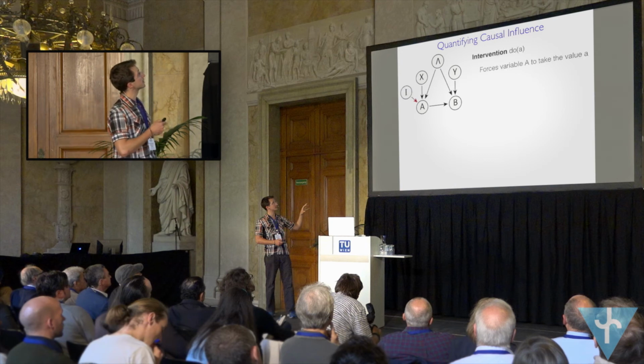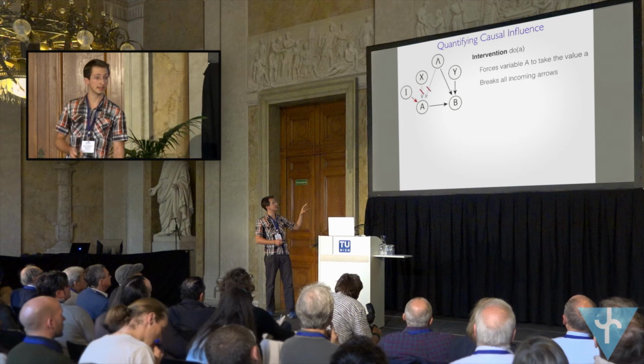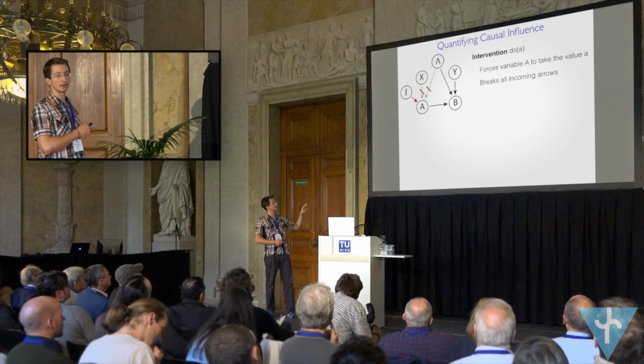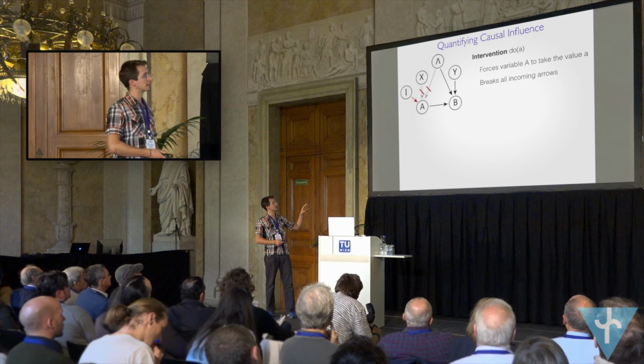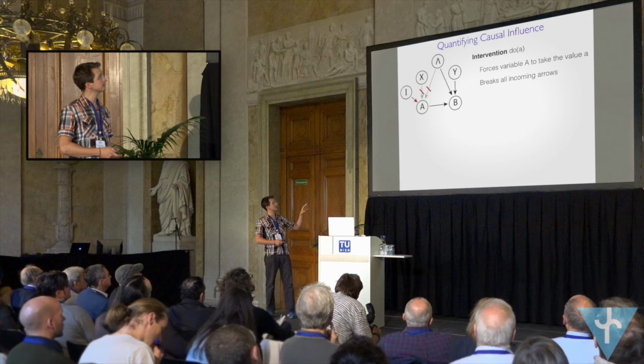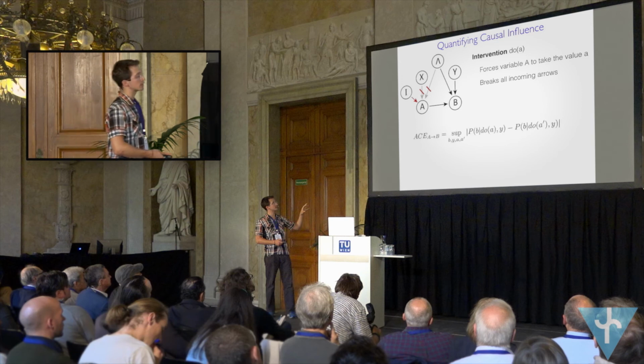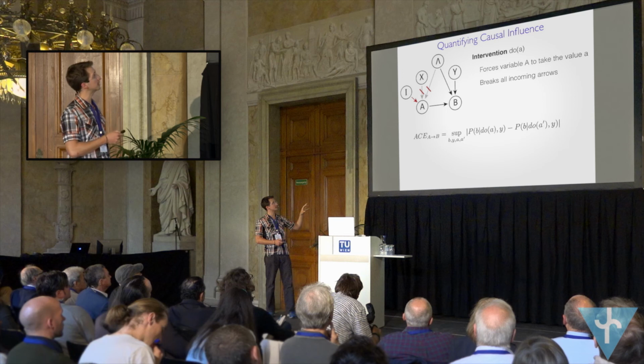So we want something that forces the variable A to take a certain value, and at the same time, it should break all the incoming errors. So we want to set a value for A, but it should be uncorrelated with everything else. So it should only depend on what we want to do. And then we can define this quantity, the average causal effect, which is basically the maximal shift of the probability distribution of B due to the intervention.